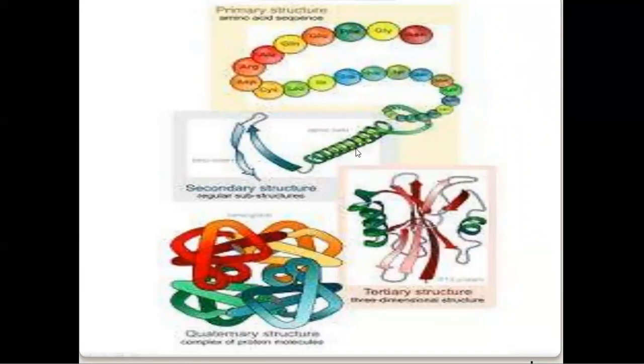When these secondary structures are present in a three-dimensional picture, it is called a tertiary structure. Here also we have alpha helix structures and beta pleated sheets. And the last one is the quaternary structure, which has multiple polypeptide chains held together, forming quaternary structures.